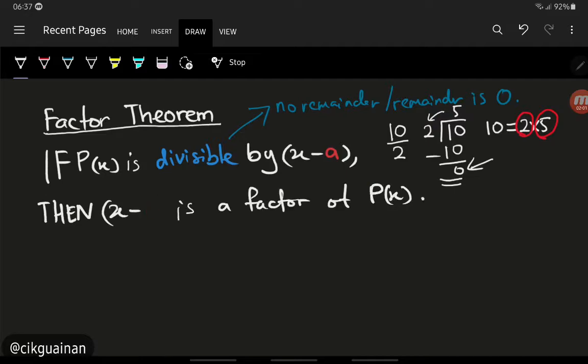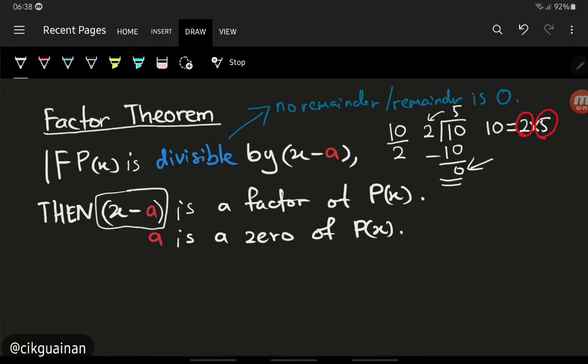And now, next, x minus a is a factor of p(x). This is more or less the same idea as the one that I just said. And then next, a is a 0 of p(x). There's a difference. The first one, a factor of p(x), must be in this form, x minus a. Next, a is a 0. When we say a number is a 0, it must be a number, not x equals something or x minus something. No, it's different. So the form is different.